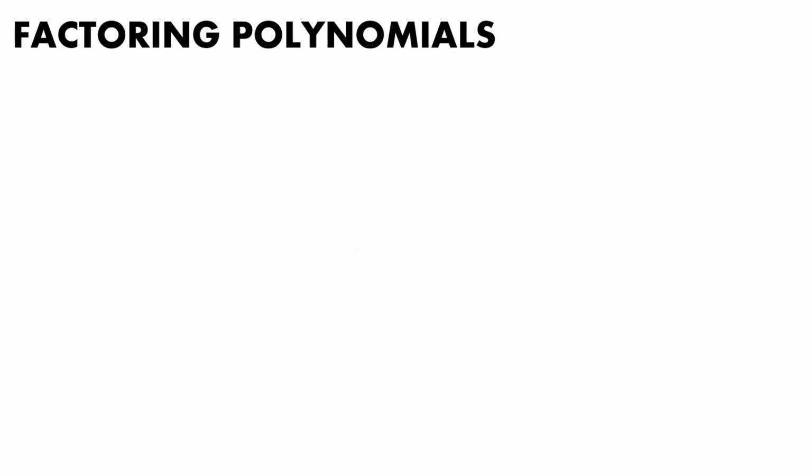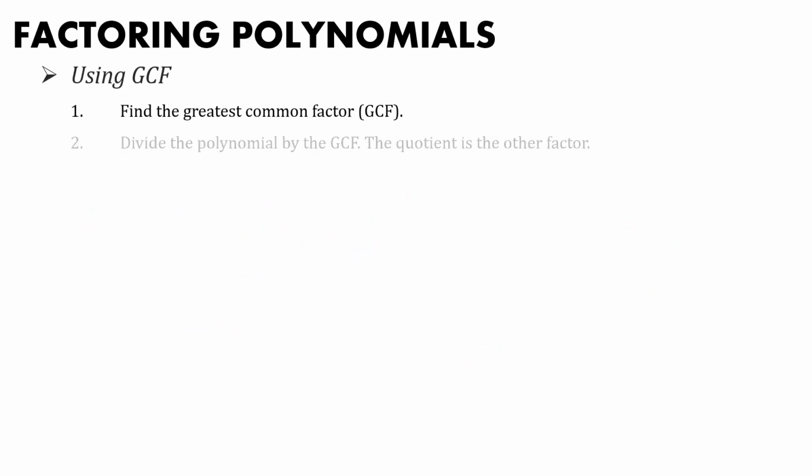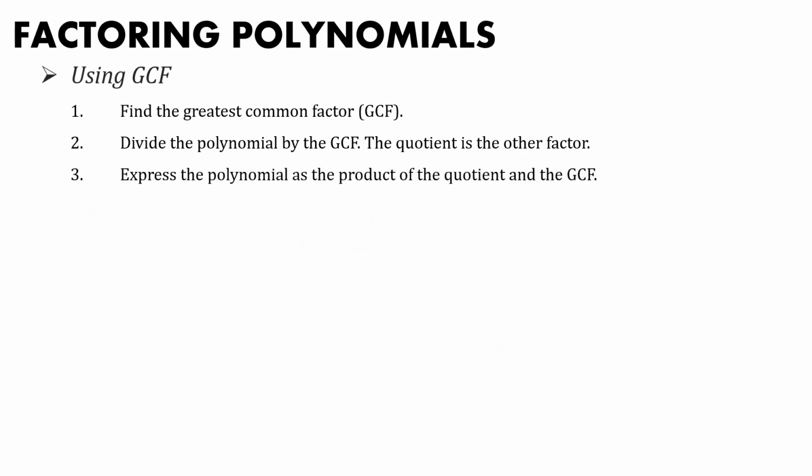Next topic is factoring polynomials. Okay na? So let's recall what are the different techniques. First, using GCF. Find the greatest common factor. Divide the polynomial by the GCF. The quotient is the other factor. And express the polynomial as the product of the quotient and the GCF.